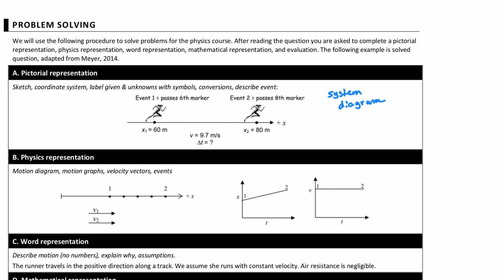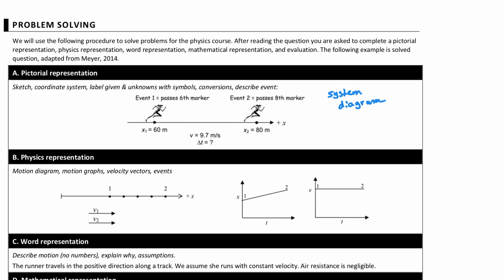Then what we are going to do is what's called a word representation. In this case, you are describing motion using no numbers, explaining whys and hows and assumptions. So one thing you can say is that the runner travels in the positive direction along the track. We know that it's moving in this direction. That's the positive direction. We can see that from the position-time graph as well. We assume she runs with constant velocity. This is a huge assumption, because if this information is given to you and the v is given as 9.7, you don't actually know if it's the initial velocity or the final velocity. In this case, we're going to make an assumption that it is constant throughout.